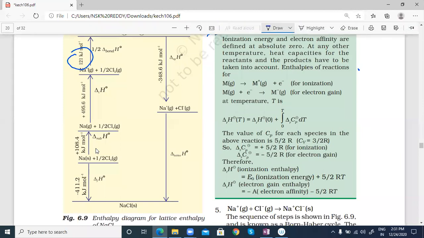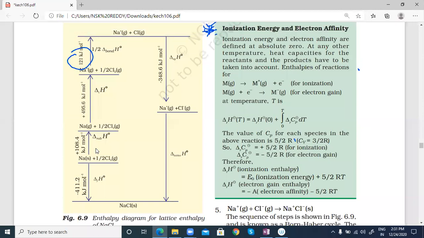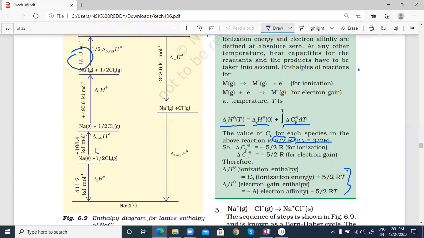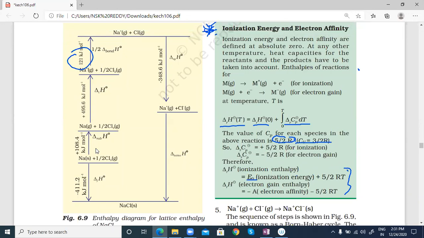You can read and find out. In CP and CV values, you know that CV equals 3/2 R for monatomic gases, and CP is 5/2 R. So at 0 degree centigrade we can find it, and for different temperatures we have to add the difference. Adding completely, we finally get ionization enthalpy equal to E naught ionization at 0 degree centigrade plus 5/2 R at a different temperature.